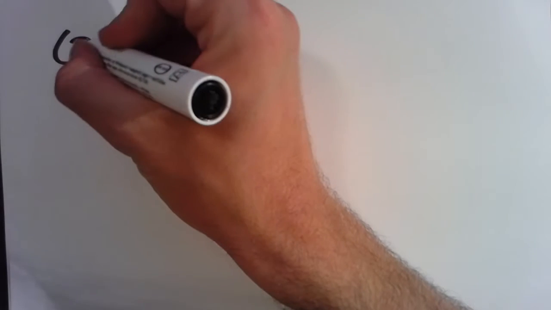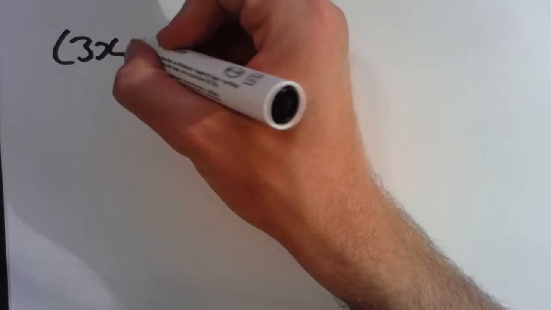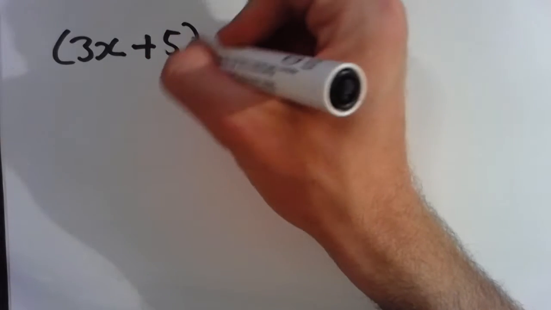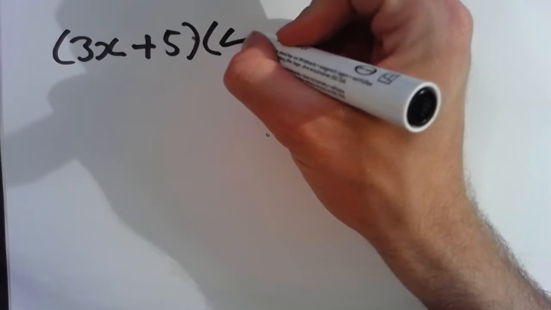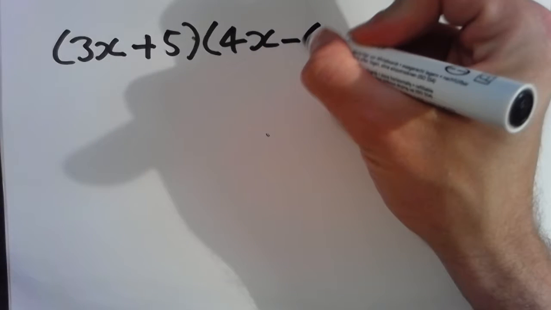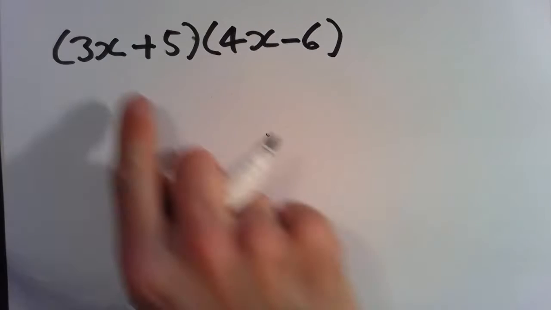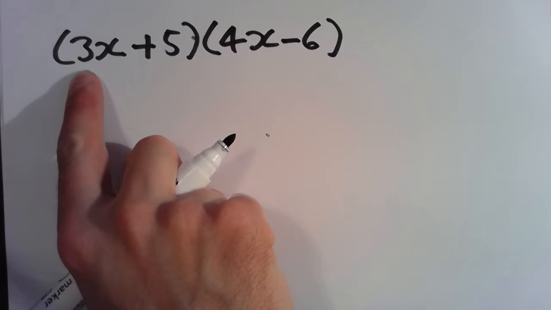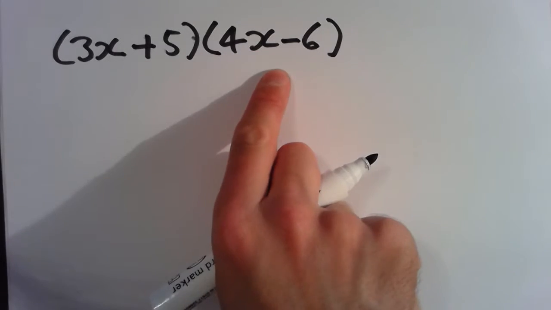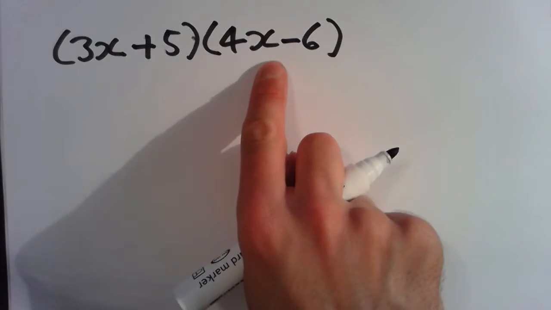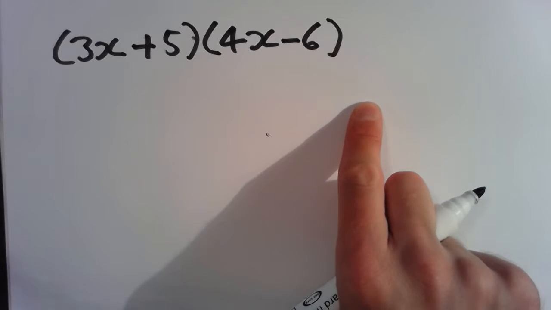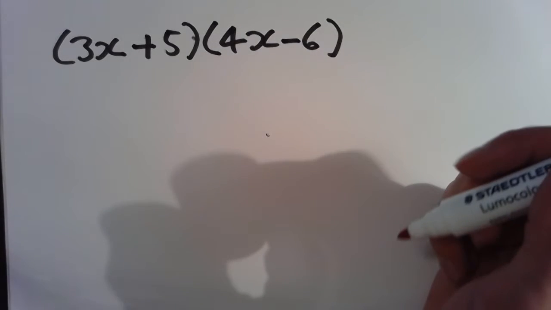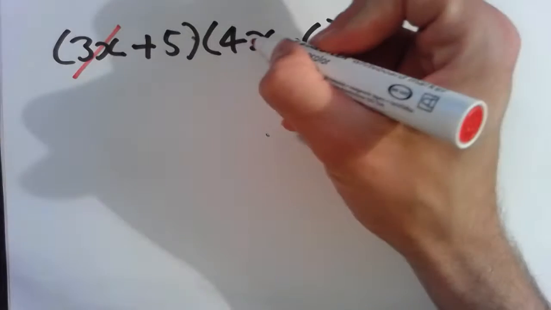So this time I'm going to have 3x plus 5, 4x minus 6. So this one's slightly different. It's because we've got some multiples of x in each bracket. Of course we're going to have 2 times here, 2 times here, 1, 2, 3, 4 terms. So let's do that. 3x multiplied by 4x.